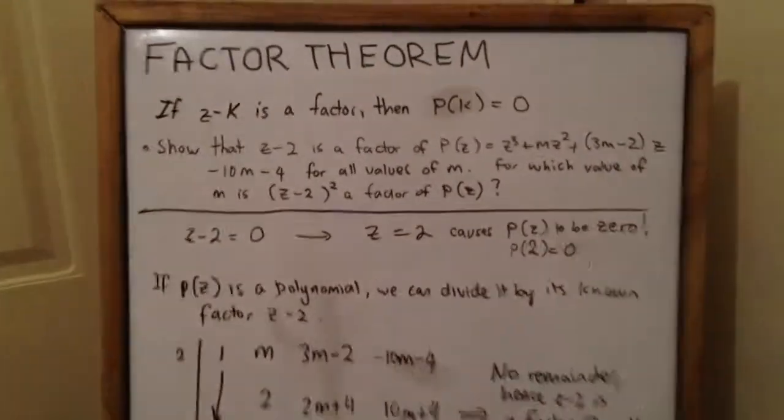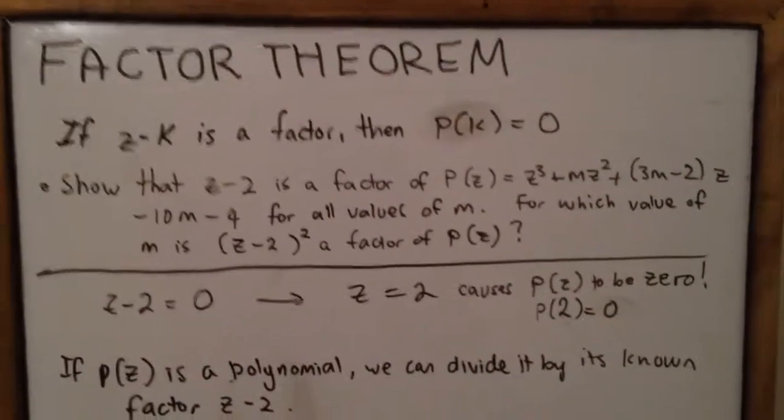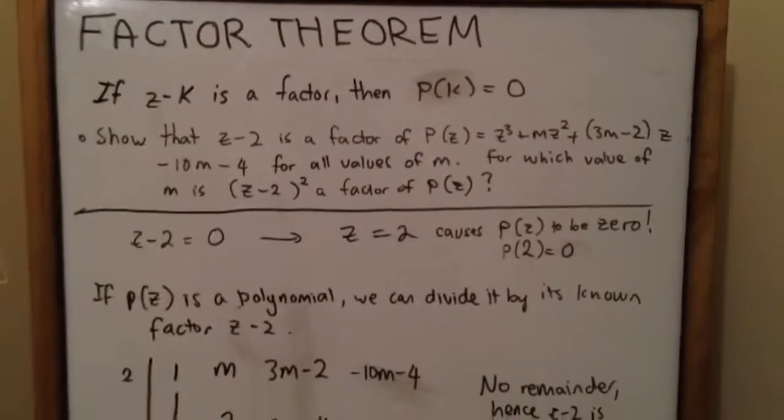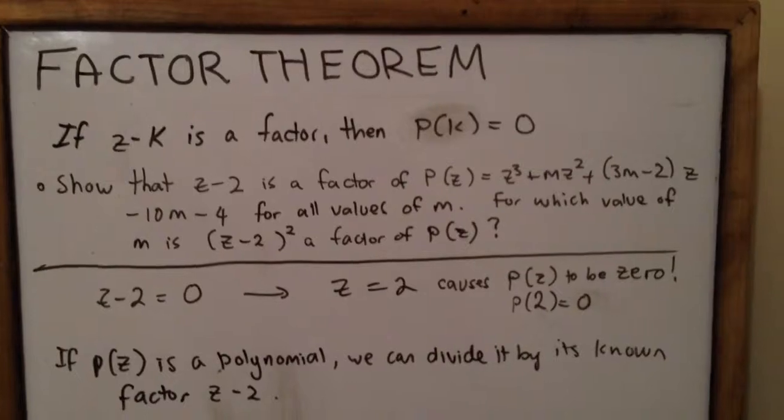Remember the factor theorem, again, if z take k is a factor, then pk equals 0. This is again a nice little neat question to think about cubic polynomials.